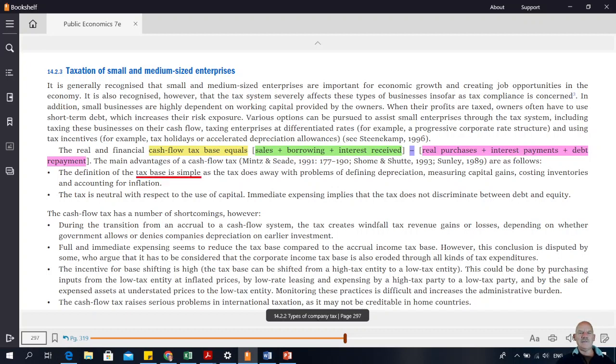So what are the advantages? It's simple and it's neutral with respect to the use of capital. You don't have to worry about all the shortcomings. So I don't want you to memorize everything about a specific tax as if this was an accounting course. But we are interested in administrative efficiency, so if something is simple, then we're interested in that from that point of view.